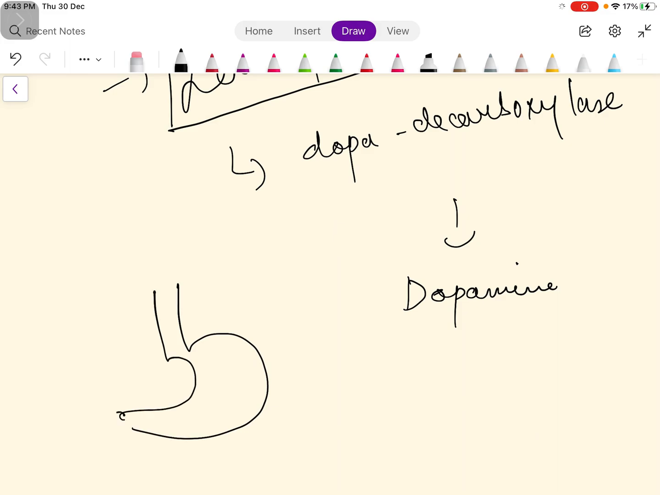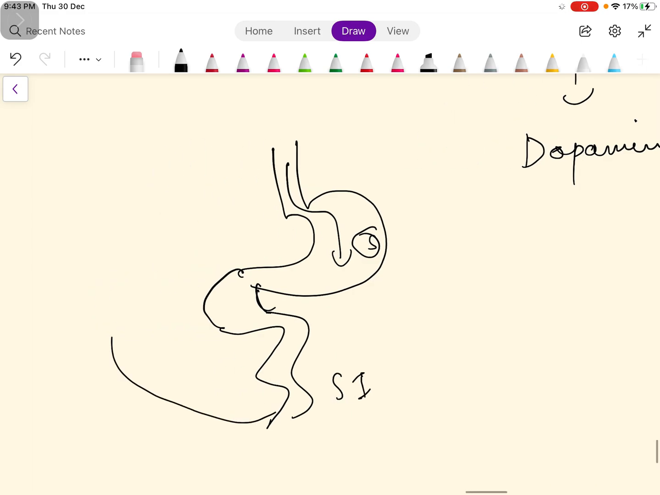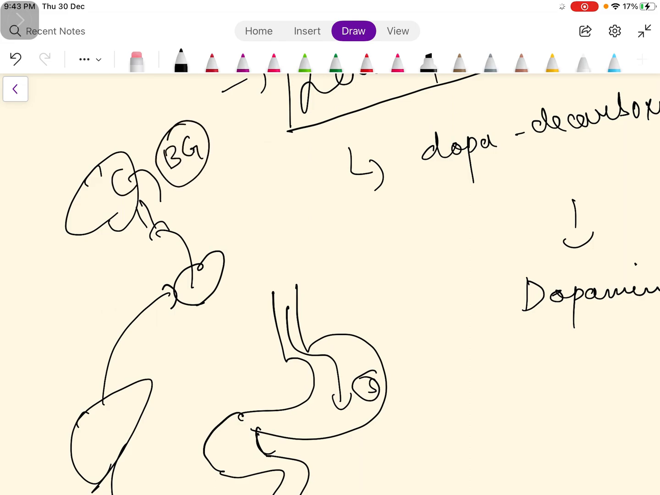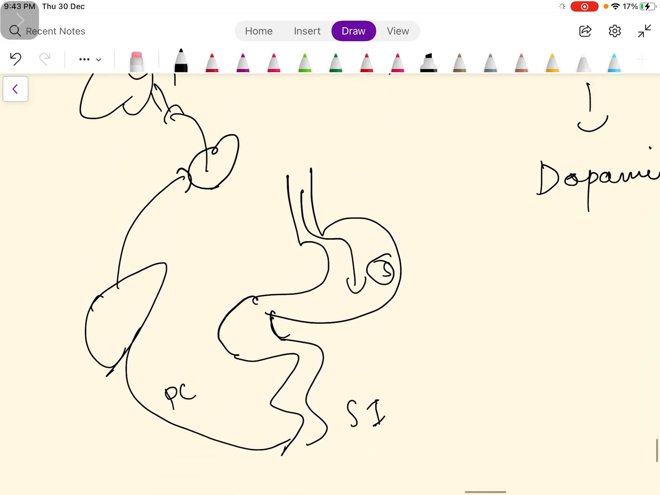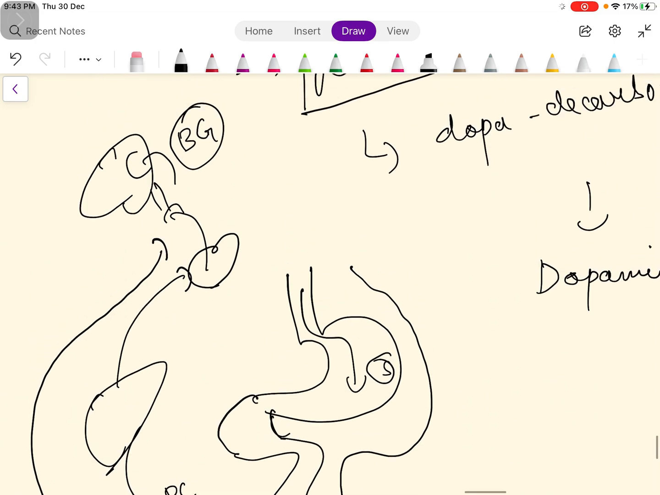So when we give this drug, okay, imagine that you have given the drug to the patient, it has reached the stomach, then the small intestine, then portal circulation, then the liver, and then through the systemic circulation it has reached the brain. Okay, now in the brain it will act in the basal ganglia after converting into dopamine with the help of dopa decarboxylase.